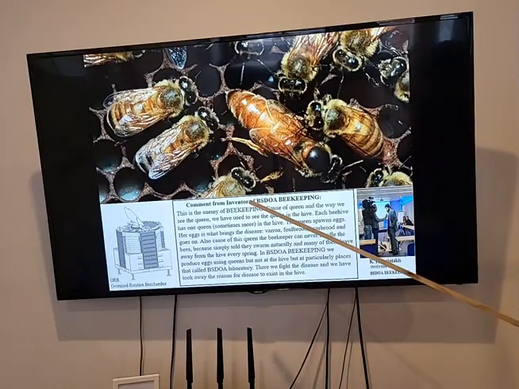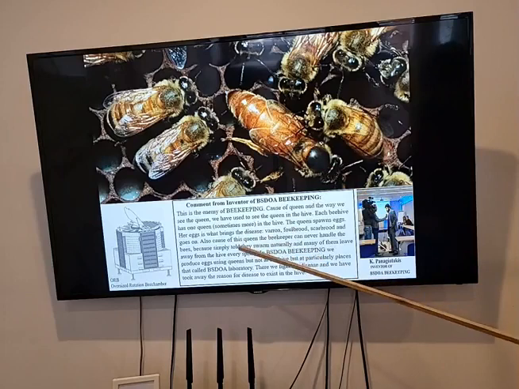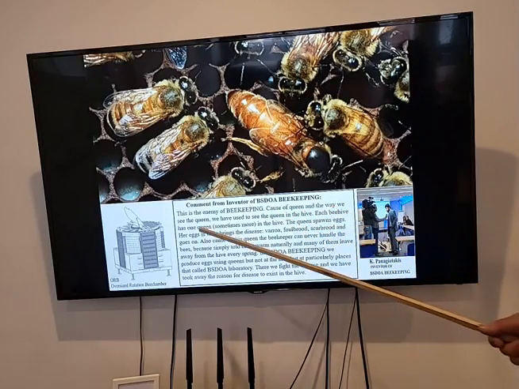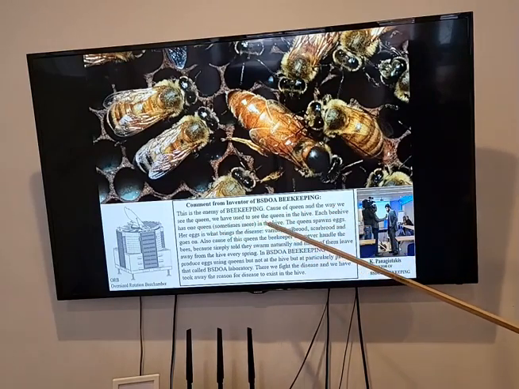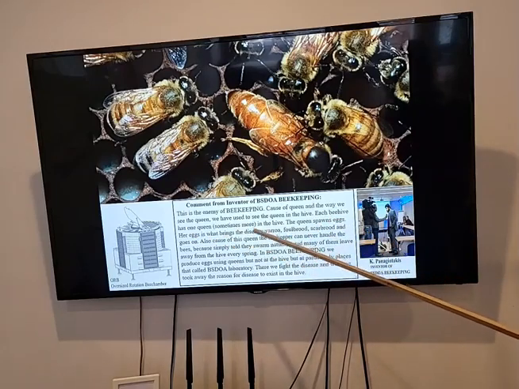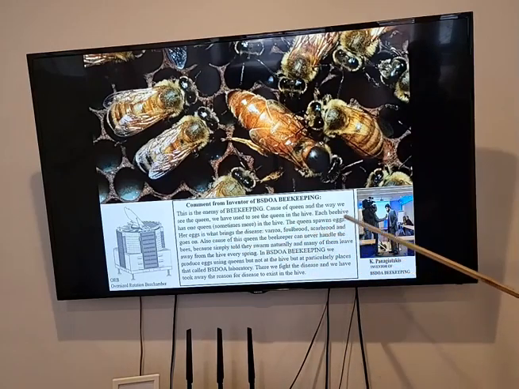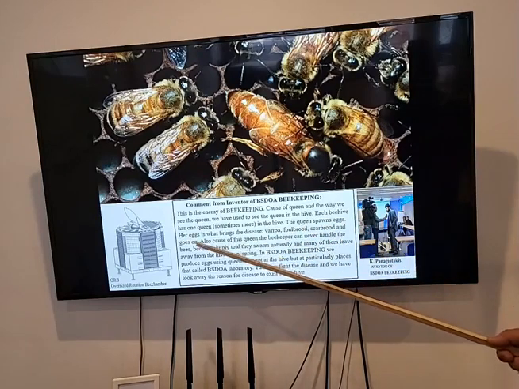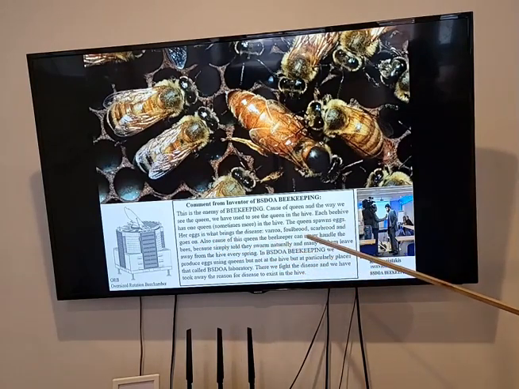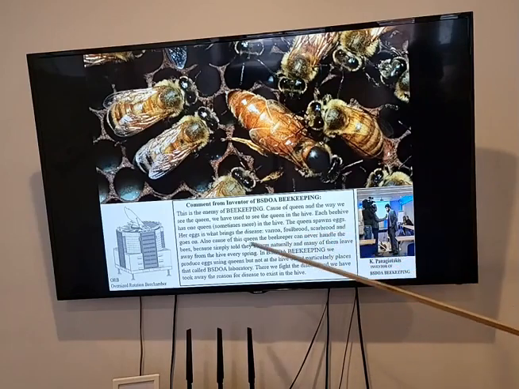The queen is the enemy of beekeeping. Because of the queen and the way we see her, we are used to seeing the queen in the hive. Each beehive has one queen, sometimes more. The queen spawns eggs. Her eggs are what bring the disease: varroa, foulbrood, scale brood, and so on.